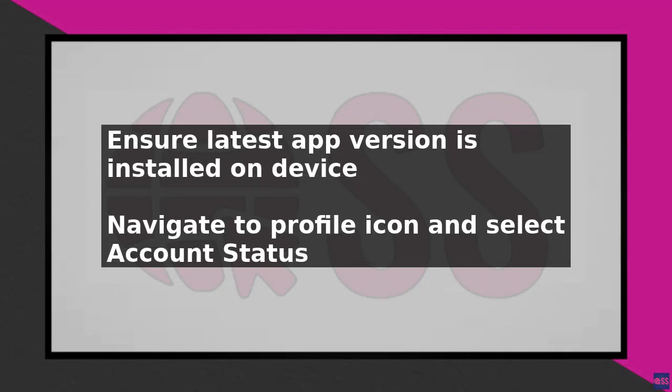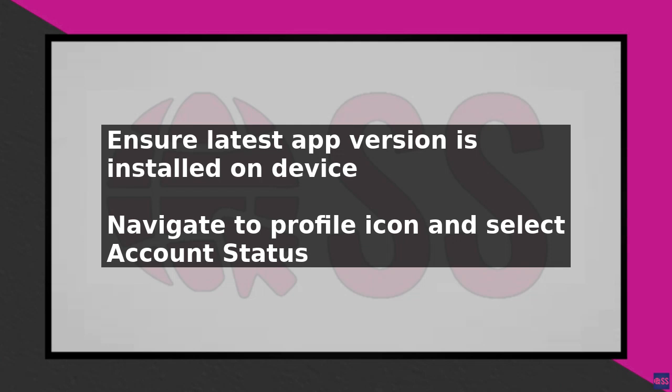To fix Cash App verification, start by ensuring you have the latest version of the app installed on your device. Open the app and navigate to the profile icon, usually located at the top right corner of the screen. Tap on the profile icon and select Support, then Something Else, and finally, Account Status.